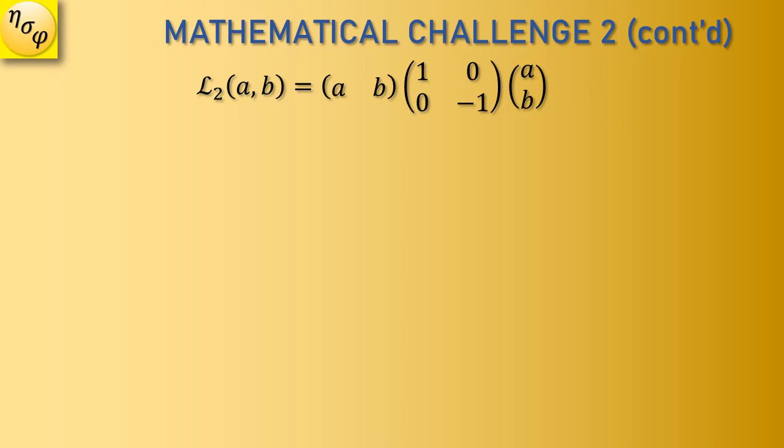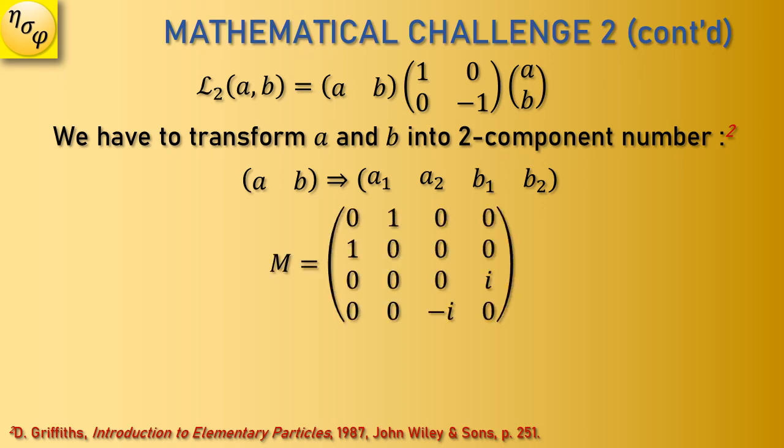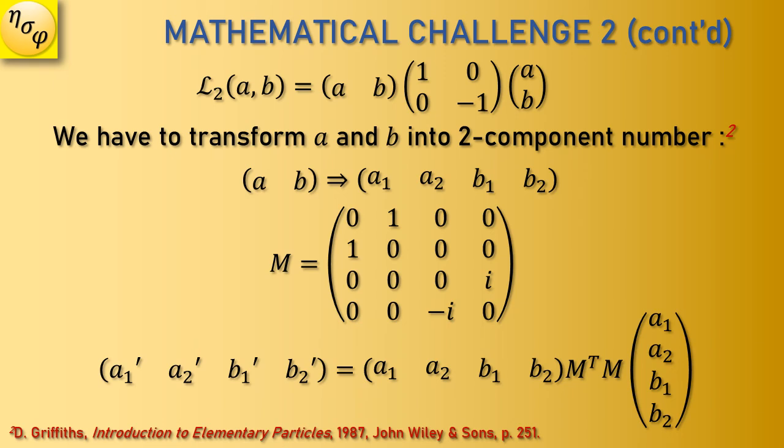To transform 2 by 2 matrix into 4 by 4 matrix, we have to transform a and b into two component numbers. So a is split into a1 and a2, and so is b. Now we try to find the transformation matrix M. After searching for a while, this was the first matrix that I found. The elements of this matrix remind me of Pauli matrices. The strategy also reminds me of the strategy used by Paul Dirac to formulate Dirac equations. The variable splitting means there is a particle and antiparticle pair. Dirac has just predicted the existence of positron. So we have found the internal symmetry for the function L2.